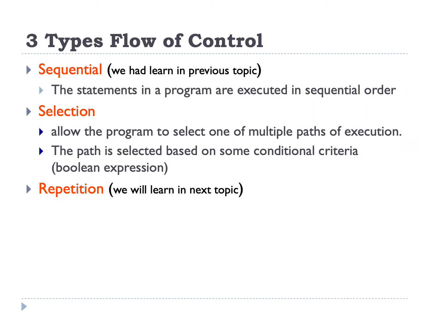The second type is selection, which is what this topic is about. In selection, it allows the program to select one of multiple paths of execution. The path is selected based on some conditional criteria using Boolean expression. What does it mean by Boolean? It means the condition will only have two values, either true or false. When it is true, it will do statement 1, for example. If it is false, it will do statement 2.